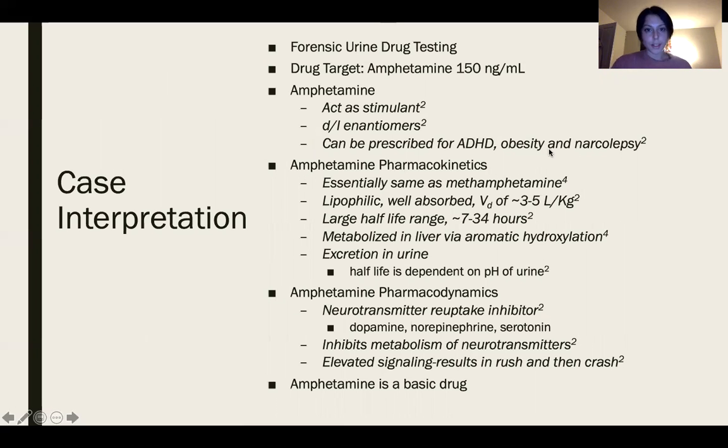Okay, so for my case interpretation, this is a case of forensic urine drug testing because the urine is getting tested for the Olympics, and they do urine testing to test for drugs. My drug target is amphetamine at 150 nanograms per milliliter. So a little bit about amphetamines is that they act as a stimulant. There's the D and the L enantiomers, which could be important for certain testing, like workplace testing, because the two enantiomers have different effects, and one can be prescribed. So amphetamine can also be prescribed for ADHD, obesity, and narcolepsy.